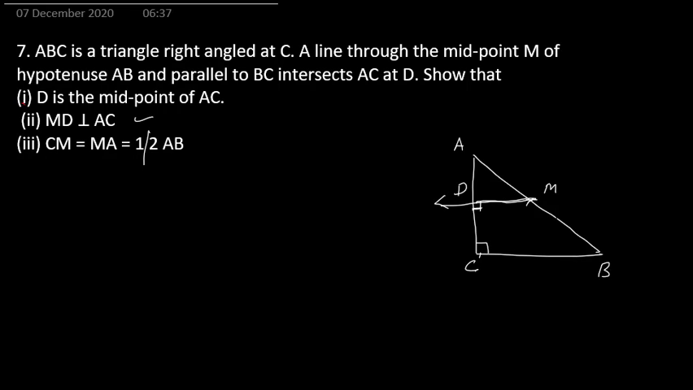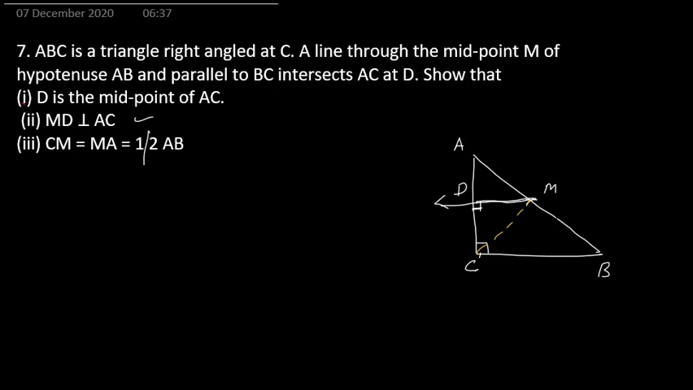So we will prove this part also. Third, we have to prove that this CM, so I have to join this C with M. I have to prove that this CM is equal to MA, is equal to half of AB. So M is the midpoint, no? So as M is the midpoint, this AM and MB are equal, and AM is half of AB, that is fine. Now I have to prove that this CM and this AM are equal.